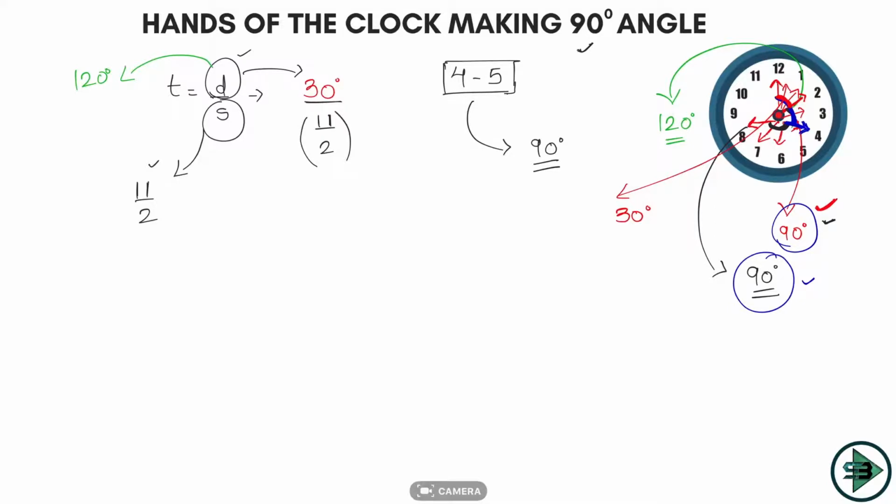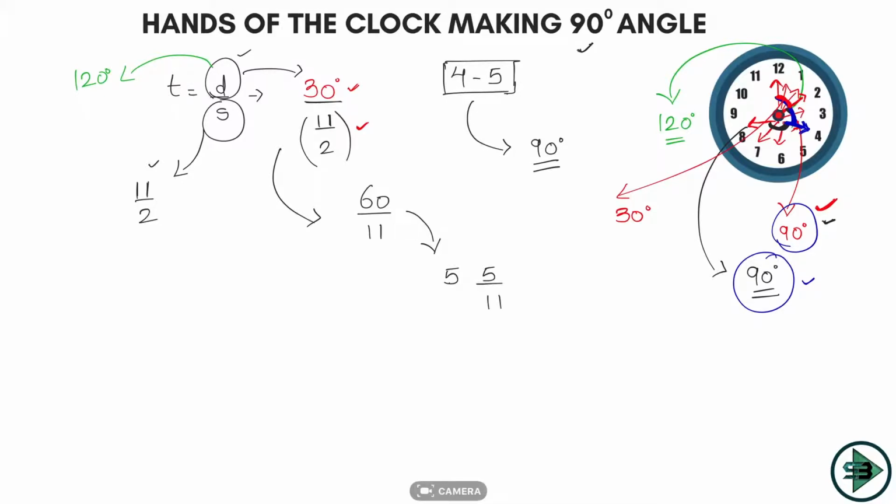What is the time required to travel 30 degrees? It travels 5.5 degrees in 1 minute. So to travel 30 degrees with this speed, how much time will be required? Now I get to the answer. 30 into 2 over 11 becomes 60 by 11. Let's solve this now. 11 5s are 55. What is remaining is 5 by 11.